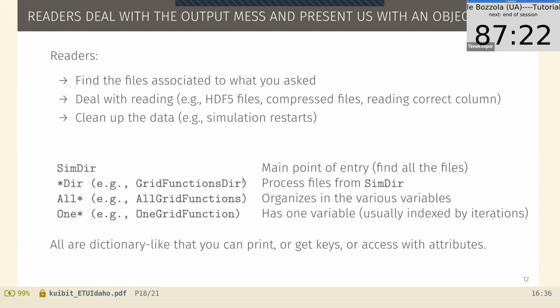And typically we have three levels of readers. We have the main point of entry, which is similar, and everything that has dir in its name, as an object type, interfaces with similar. Then we have everything that starts with all. Typically that is a dictionary-like object that indexes different grid functions or time series. So all means that the keys are typically grid functions, let's say, so variables. And then one means that it's a single grid function, but maybe multiple iterations. We're going to see this in more detail, but I want to emphasize that these are levels.